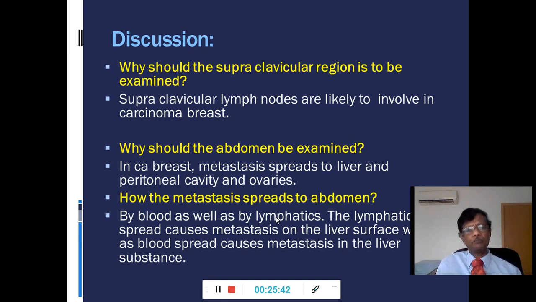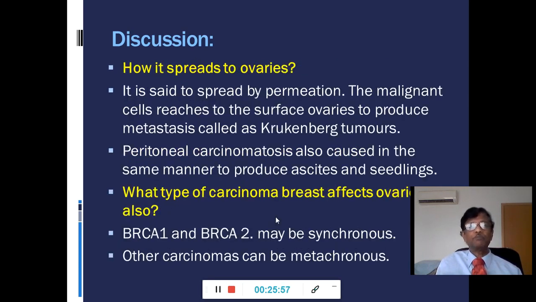If it is a lymphatic spread, it causes metastasis on the surface of the liver, so it may present as secondaries on the surface of the liver. If it is through blood spread, it causes metastasis in the liver substance. How does it spread to ovaries? By permeation. Yes, it is said to spread by permeation. The malignant cells reach the surface of the ovary to produce a metastasis called Krukenberg's tumor.